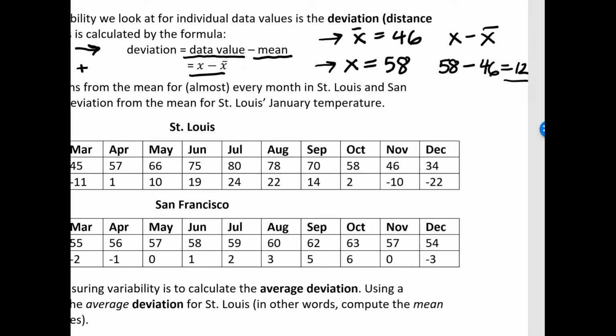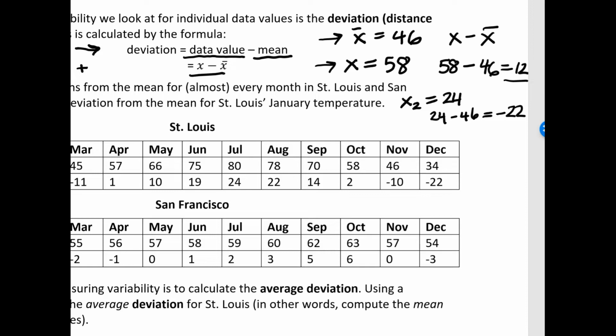So this means that 58 is 12 above the mean. Okay. If, let's say I'm looking at a different value, I'm just going to label it x2 so we know it's different. Let's say I had a data value of 24. Well, 24 minus 46 is negative 22. So that tells me that this data point is 22 below the mean. This one was 12 above, this one's 22 below.